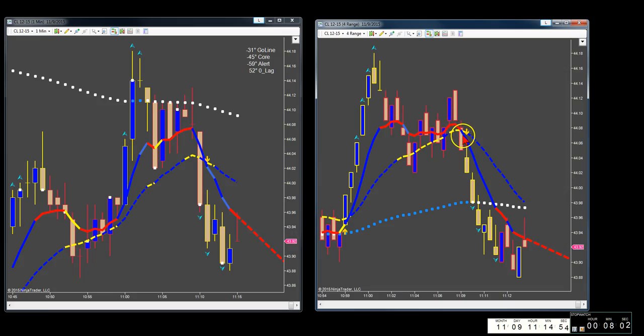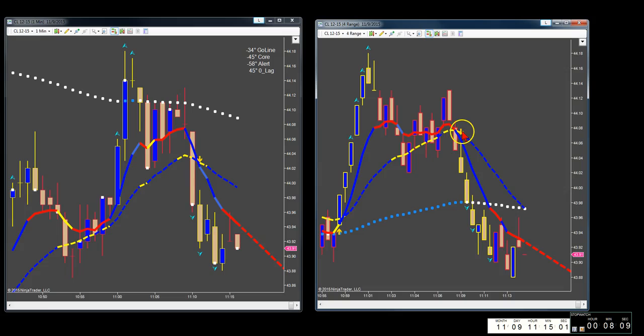You get a blue on the angle. You get a blue on the, see, the angle changed before the crossover. The crossover didn't happen until here. And you get in on the first crossover. So you have to pay attention. If you missed it, you still end up okay.